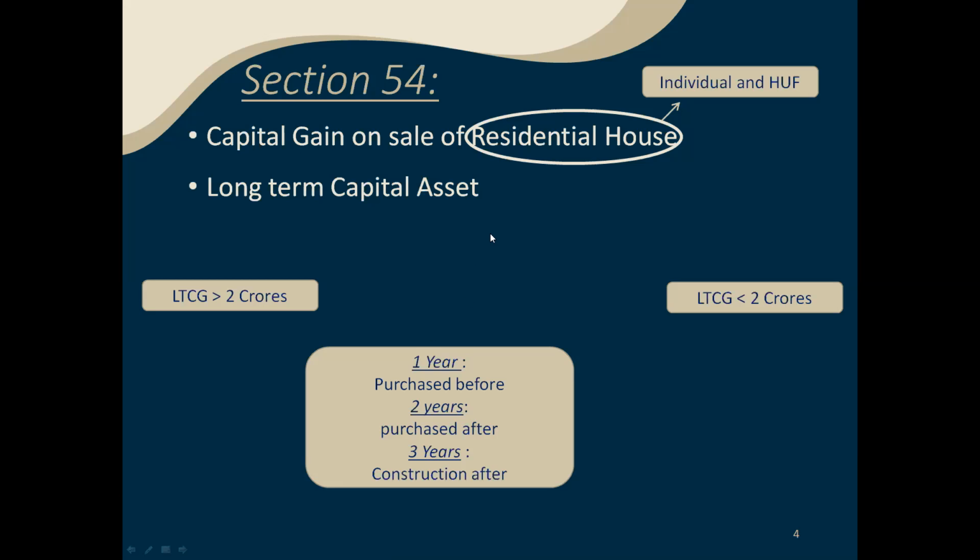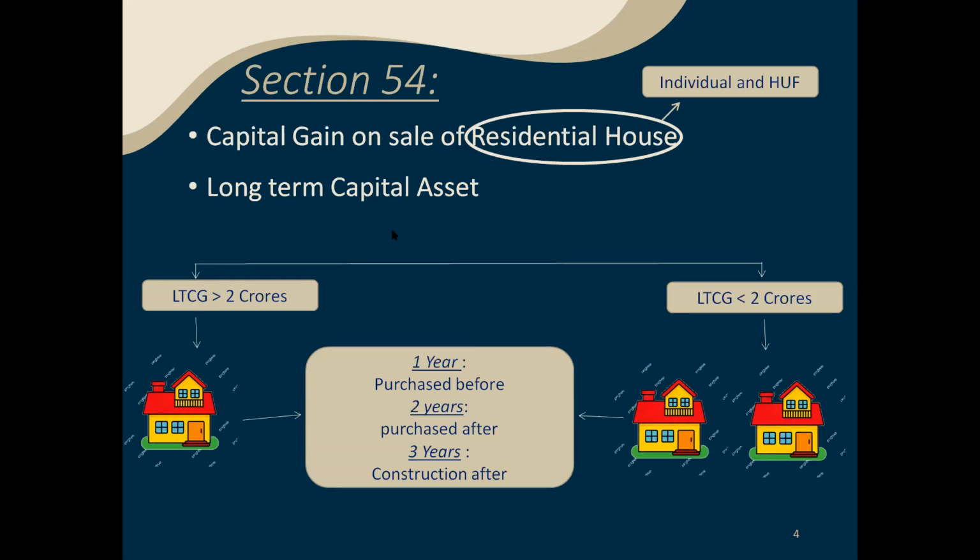The third, 1, 2, and the third year. So there are 3 time limits, of which the final one, 3 years, is for construction after the sale. So with the same May 2019 sale, within May 2022, you should have constructed a property. Again, there are limits on the number of residential properties. If your capital gain is more than 2 crores, then only 1 residential property is available for exemption. However, if the long-term capital gain is less than 2 crores, then investment in up to 2 residential properties is available as exemption.